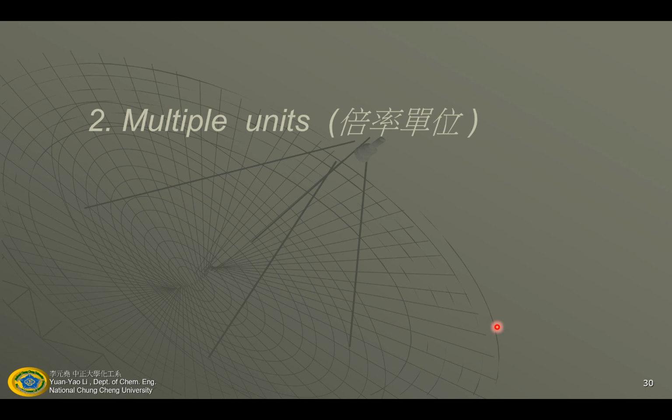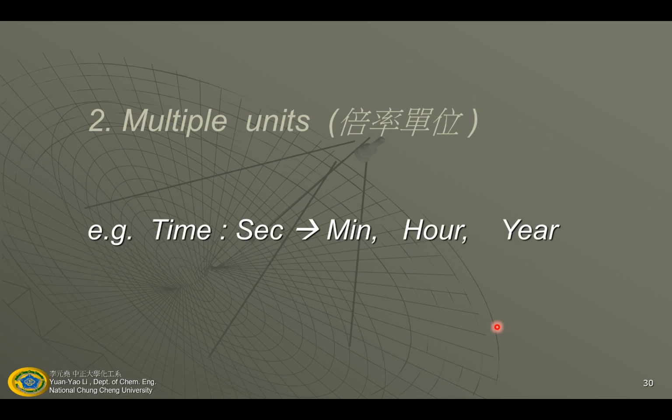How about multiple units? I'm sure you already know this. Second can become minute, hour, year. So these are multiple units.